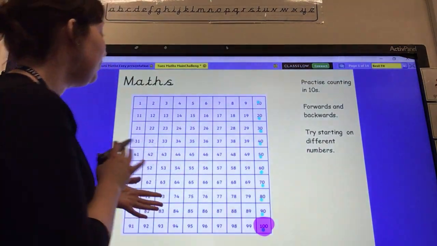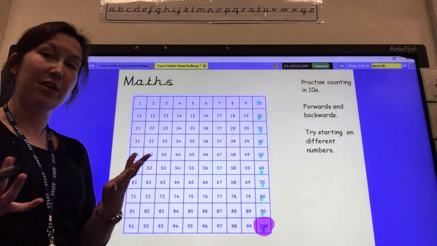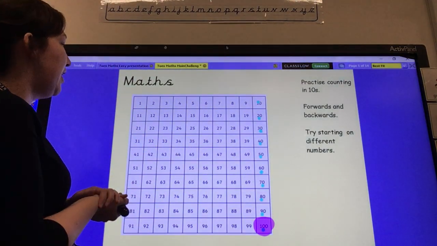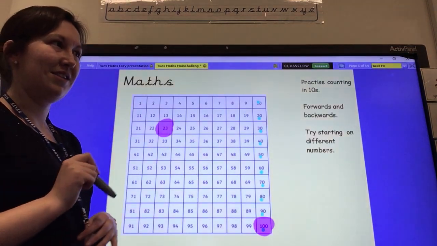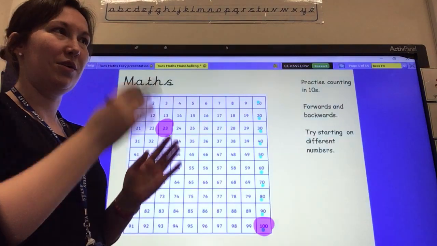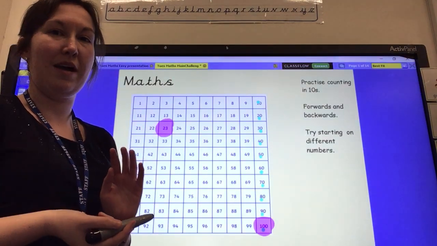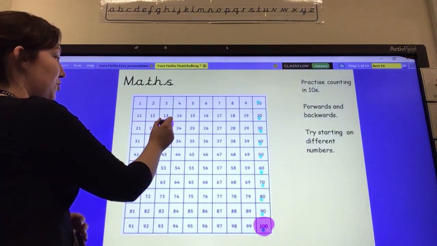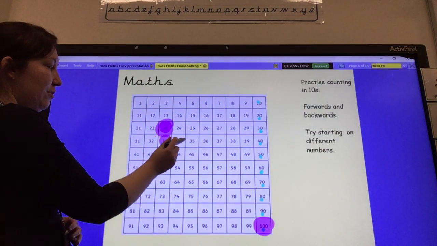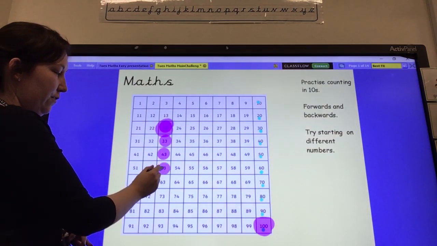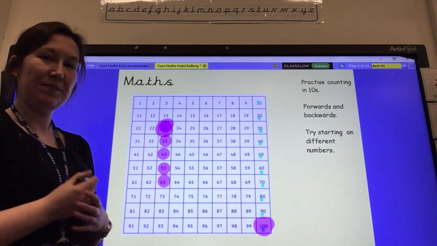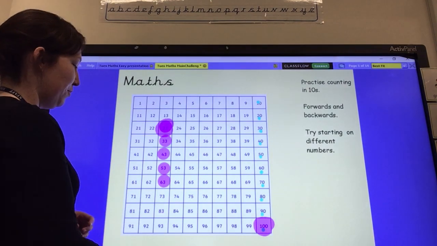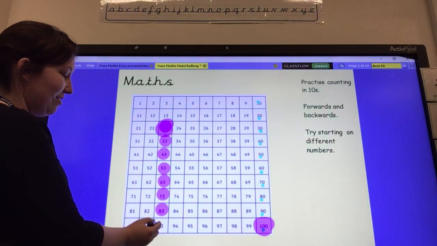This time, can we try starting on different numbers? So I'm going to say, let's count forwards from the number 23. So remember, when we're counting forwards in tens, we are just jumping down the number square. So we'll do this one together. So 23, 33, 43, 53, 63. I wonder who could carry on. So well done to everybody who said 73, 83, 93.